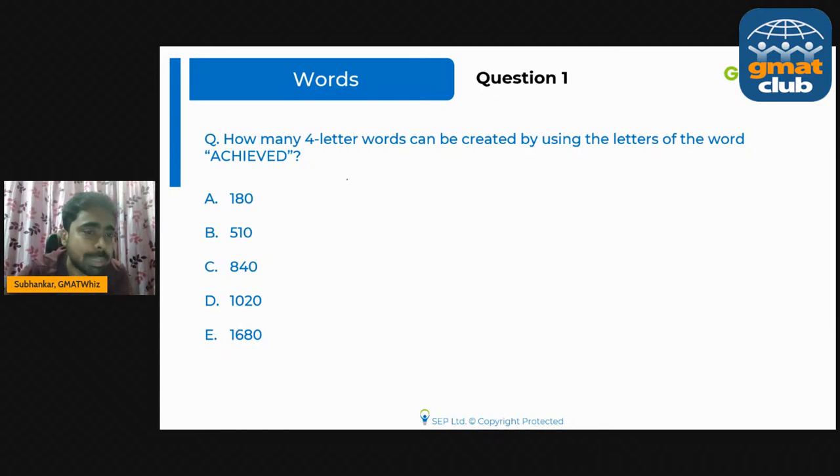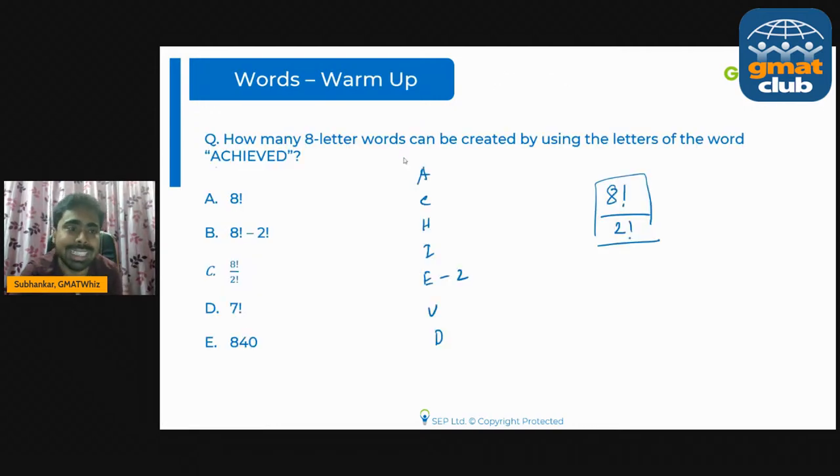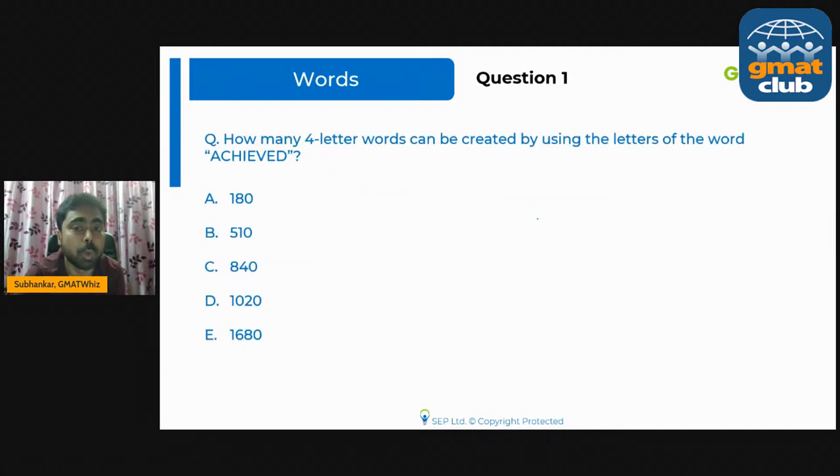Okay, so we start with the same thing. As you can see, this particular question I'm talking about, someone has written that you have to do 2 cases, all the different cases. Okay, fine, good. If you understand the previous question, they asked me 8-letter words, so I could directly do it like that, not much of a problem. But now I'm not doing this. The question has now changed to only 4-letter words.